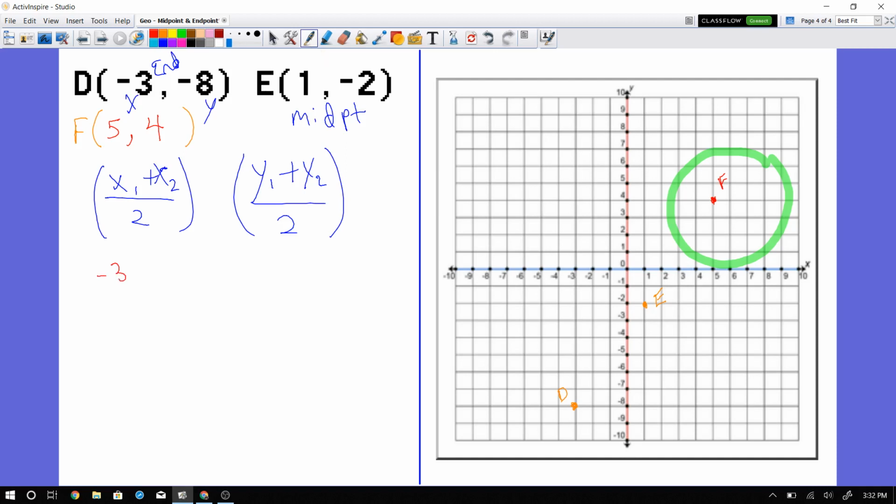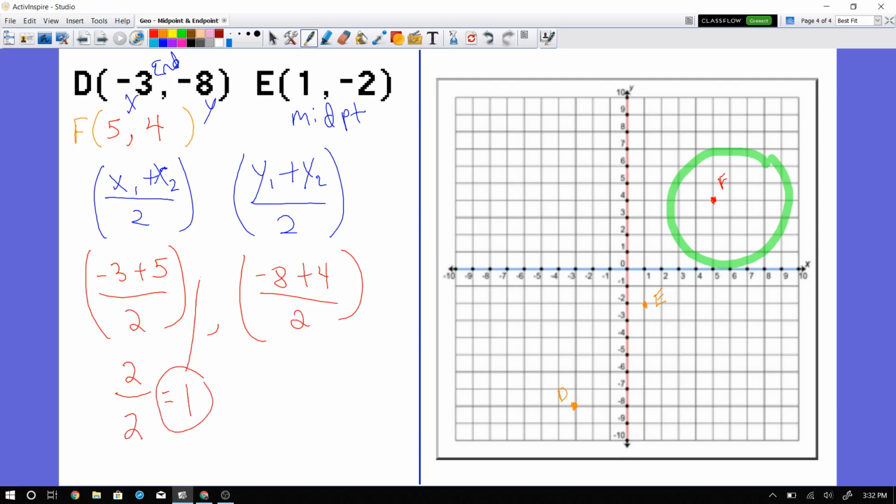So -3 plus 5. Notice I'm using D and F. E is still the midpoint. I'm not using this. Divided by 2, then -8 plus 4 divided by 2. So -3 plus 5 is 2 divided by 2 equals 1. Oh, dang, what? And then -8 plus 4 is -4 divided by 2 equals -2. Oh my gosh, we were right.